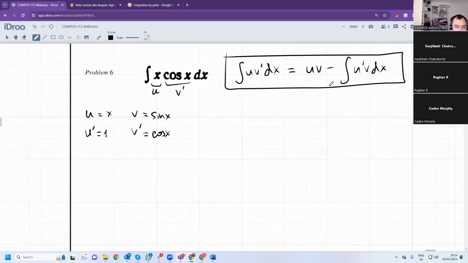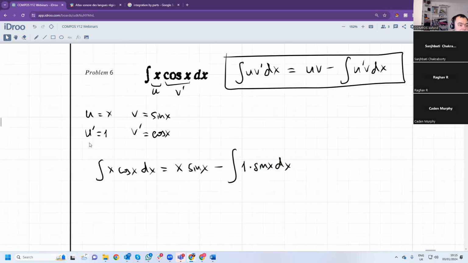So now we use this formula. The integral of x cos x dx, because we already know that this is u and this is v dash, is going to be uv, which is x sine x, minus the integral of u dash, which is 1, multiplied by v, which is sine x, dx.